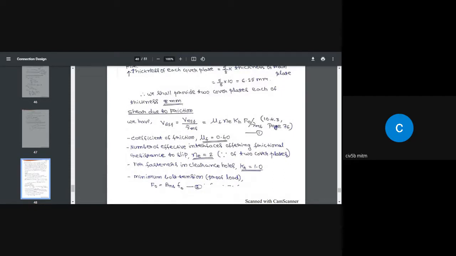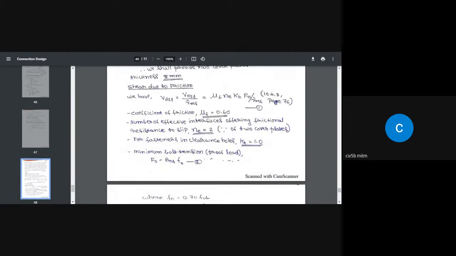Shear due to friction. So VDSF equal to VNSF divided by gamma MF. Where VNSF is this. So find out all the values. So mu f is given already in the problem. NE equal to 2. Remember, in the previous problem, it was 1. But in this example, it is 2. The reason is we are giving 2 cover plates.